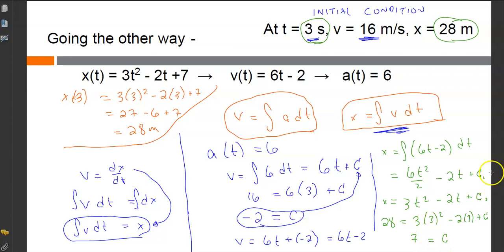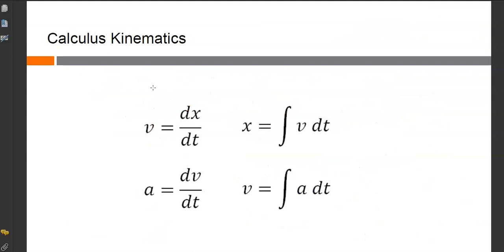And I'd add that back in. I'd replace that constant of integration right here with plus 7. And you can see that that's exactly what we have right there. Okay? So that's the whole thing with doing this calculus kinematics. It's not hard to do. You've got four tricks here, right there.